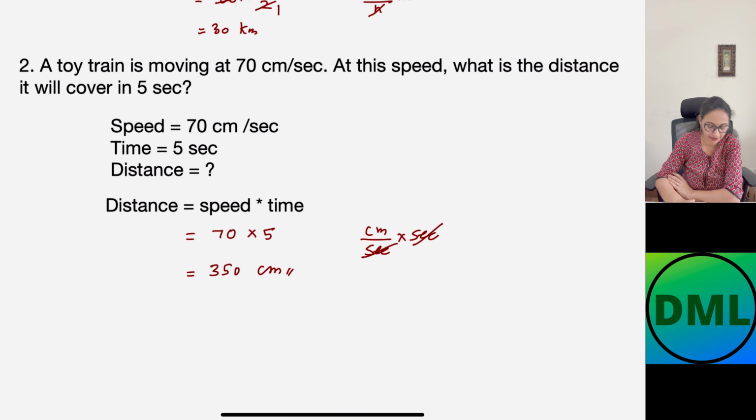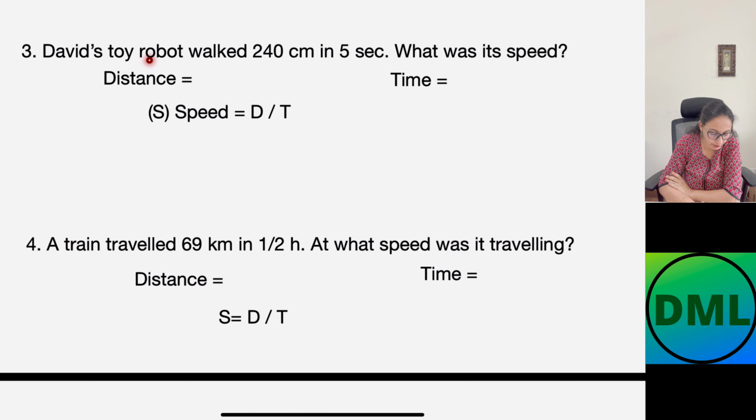Let's see the third part here. David's toy robot walked 240 centimeter in 5 seconds. What was its speed? I have to calculate speed here. What is the distance? He walked 240 centimeter. Centimeter is the distance unit. Let's write down the value here.